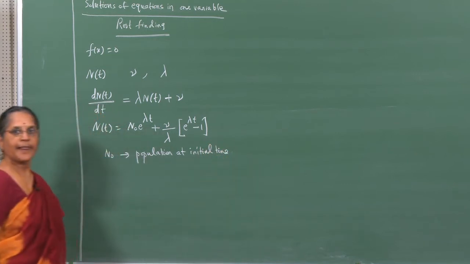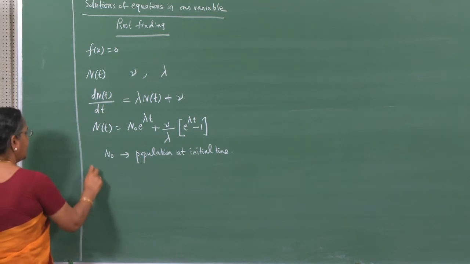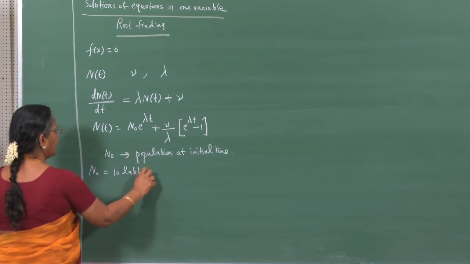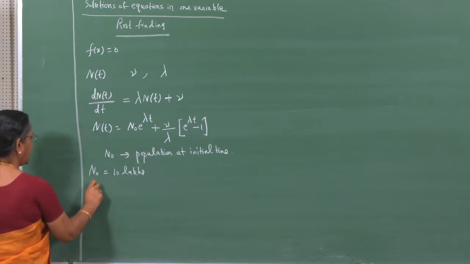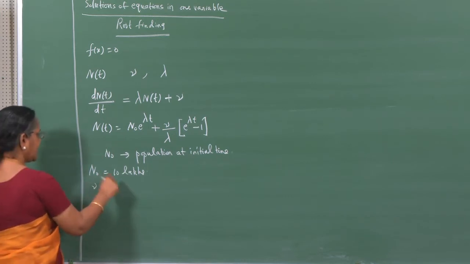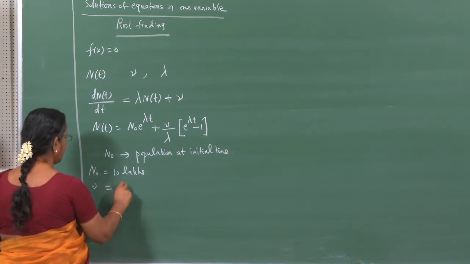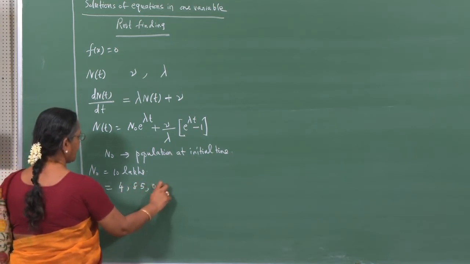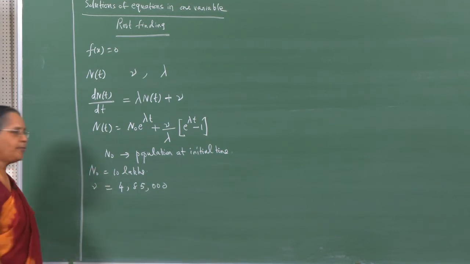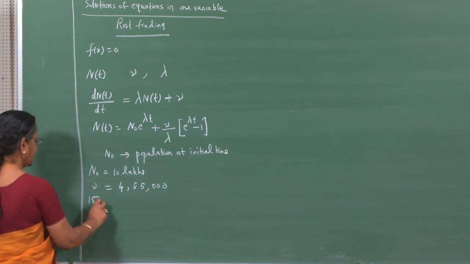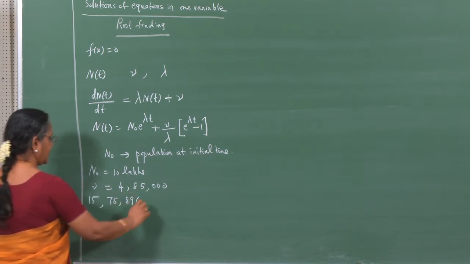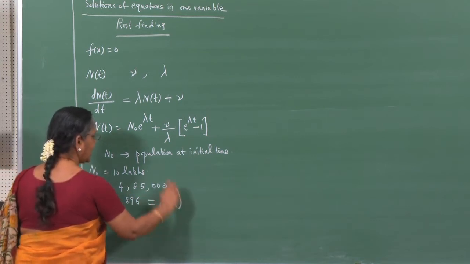Suppose say initial population n naught is say some 10 lakhs, and that the immigrants in this year turns out to be say some 4,85,000. And at the end of 1 year, the population is say some 15,75,896, and this is the population at the end of 1 year.